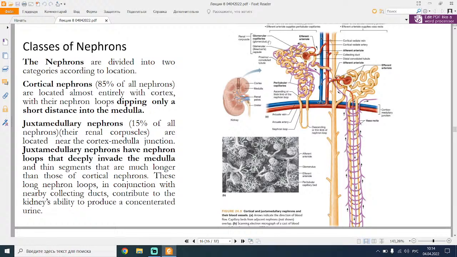Cortical nephron, juxtamedullary nephron. These long nephron loops, in conjunction with nearby collecting ducts, contribute to the kidney's ability to produce concentrated urine. These are the main two types: cortical nephrons and juxtamedullary nephrons.